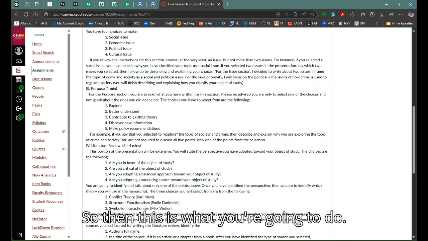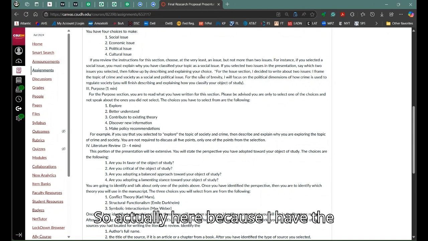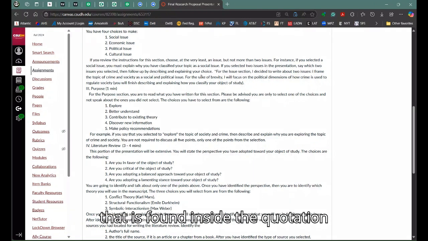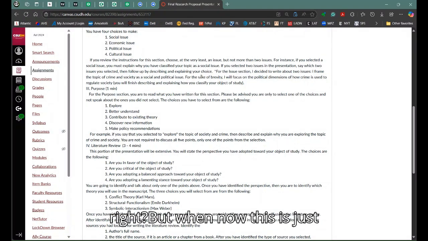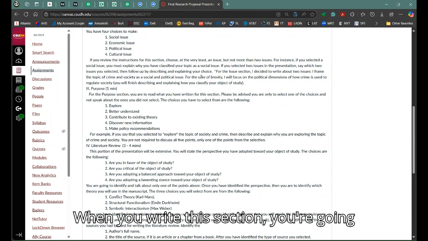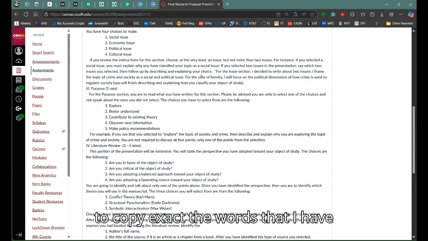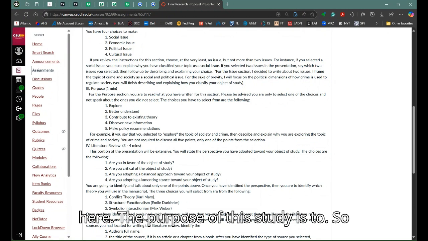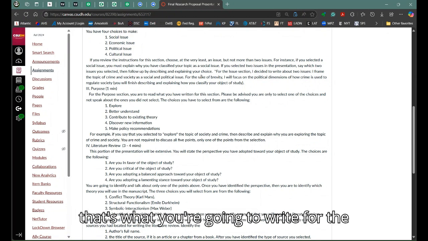So this is what you're going to do. Actually, here, because I have the handout here. You're going to use the text that is found inside the quotation marks in the purpose section. But this is just referring to the written essay. When you write this section, you're going to copy the exact words that I have here: "The purpose of this study is to." That's what you're going to write for the essay.